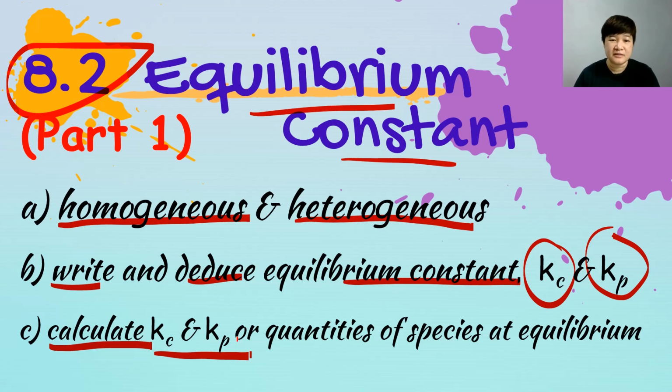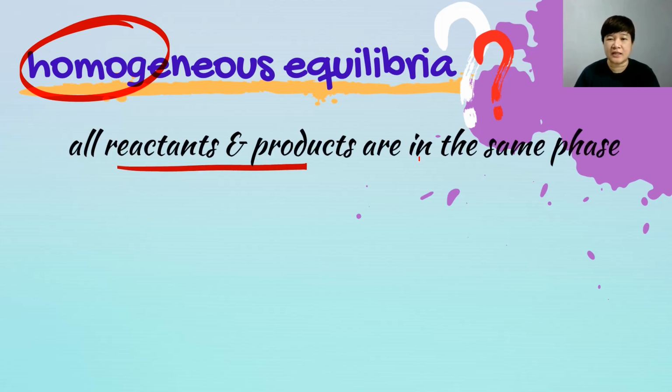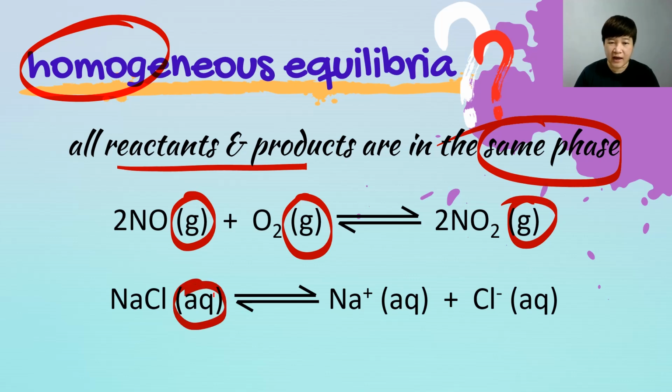Alright? Therefore, make sure you get ready with some papers, pen and calculator so that you can join me in the calculation later on. First and foremost, what is actually homogeneous equilibrium? Homogeneous means all the reactant and product are in the same phase. In your equation, everything is in the same phase. For example, I have gases, gases, gases. That is your homogeneous. Another example, I can have aqueous, aqueous, aqueous. That is your homogeneous equilibrium.